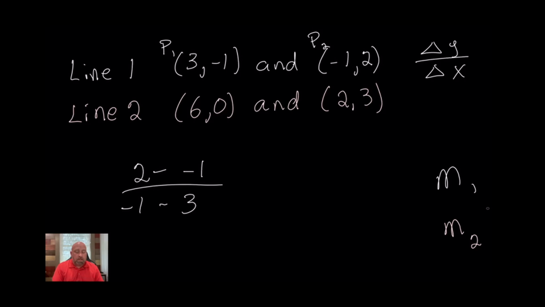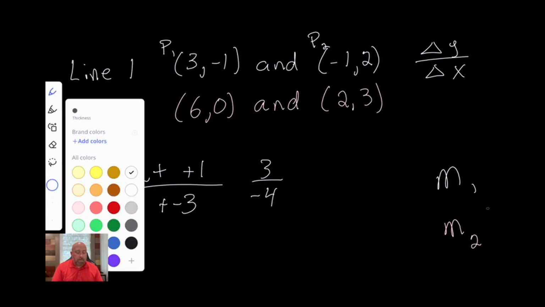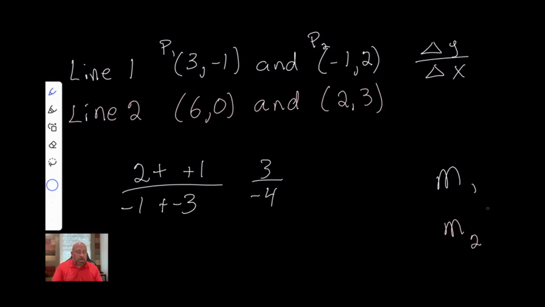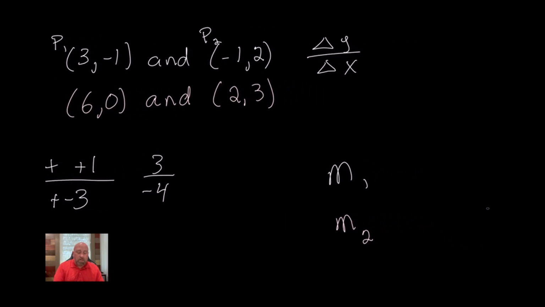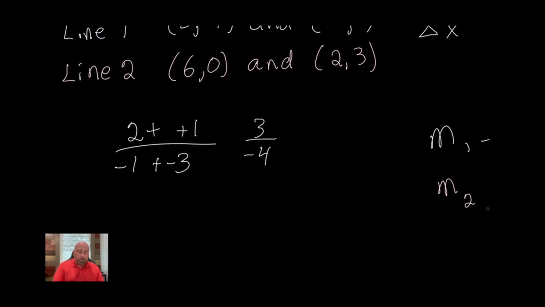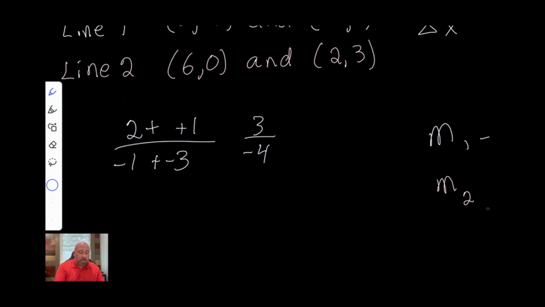So 2 minus 1, how do you do that? Change the sign of the second and add. So that's going to give us 3 over, same thing here, signs are different. We're subtracting, change the sign of the second and add. So that's going to be a -4. So our slope for the first line, which is the one that we're working on right now, is our m1, our slope is -3 over 4. Okay. Now we'll do the same thing with our second line.